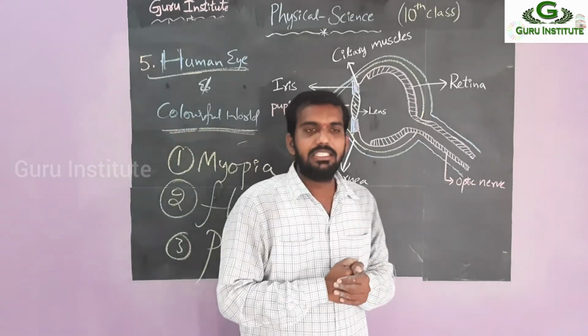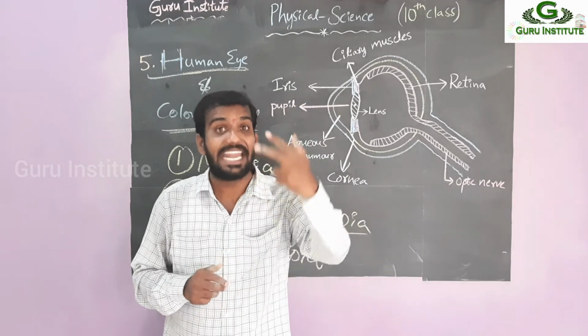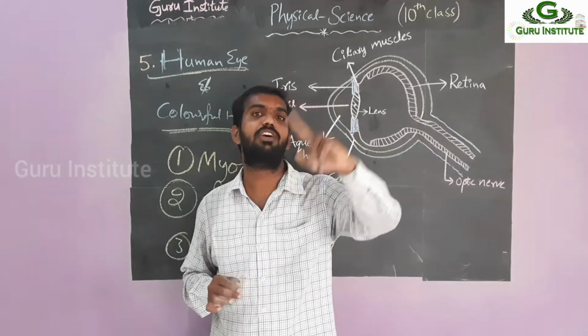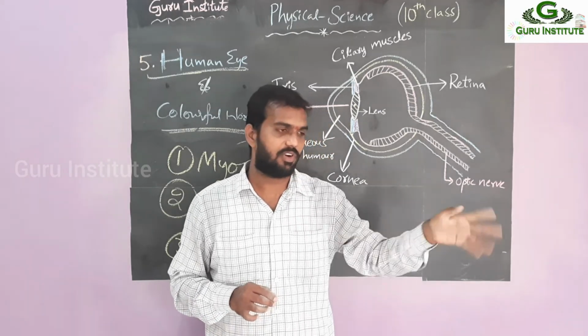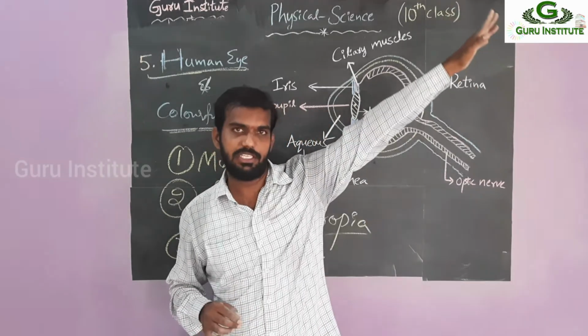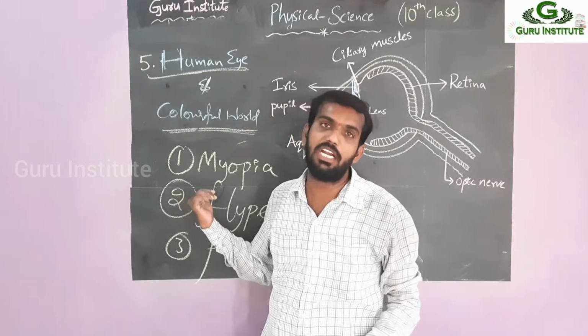Myopia means the people who can see near objects only but can't see the far objects. They will be able to see the near objects only which are in front of them, but they can't see the far images. This is called myopia defect.